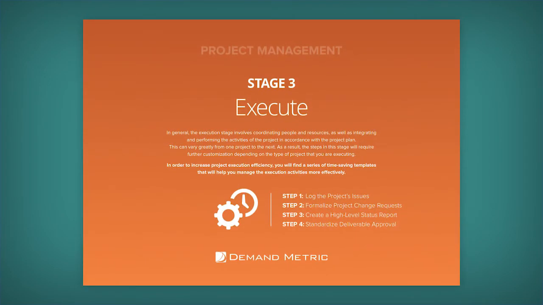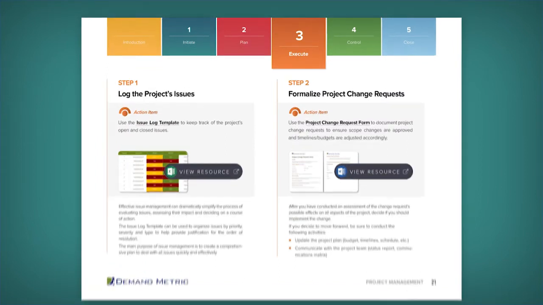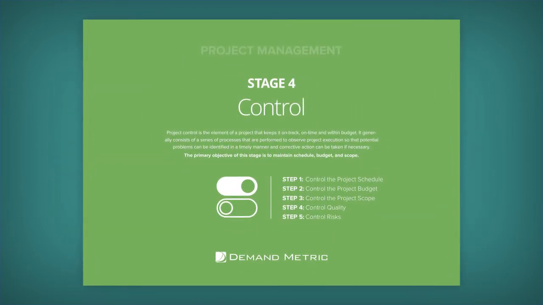In Stage 3, it's about executing. And here, your first step is to log the project's issues. Then you're going to formalize project change requests, moving into creating a high-level status report and standardizing deliverable approval. In Stage 4, we focus on control.